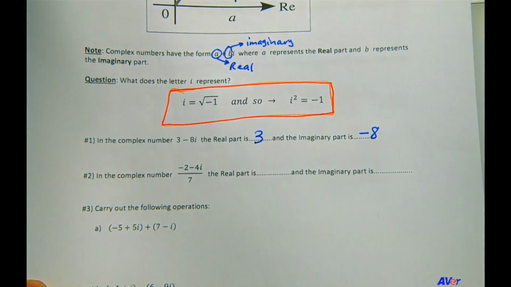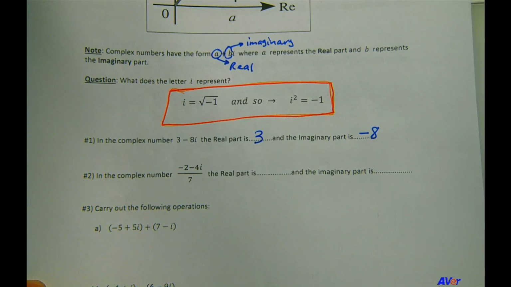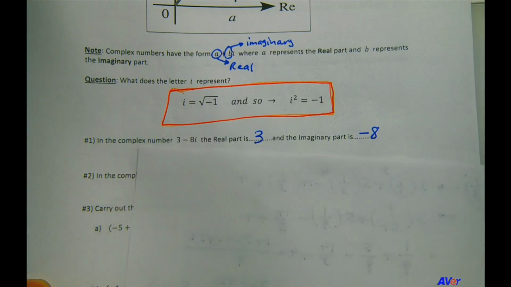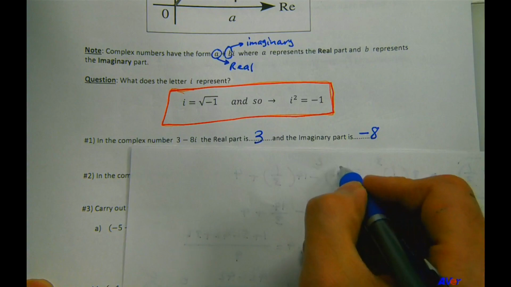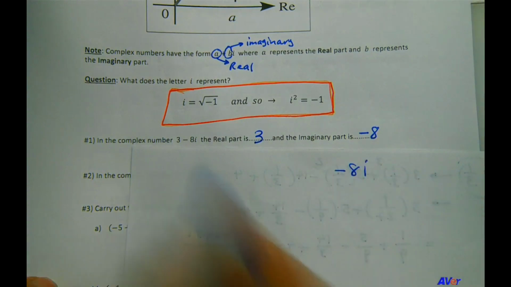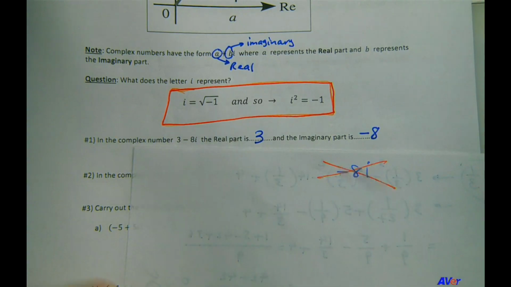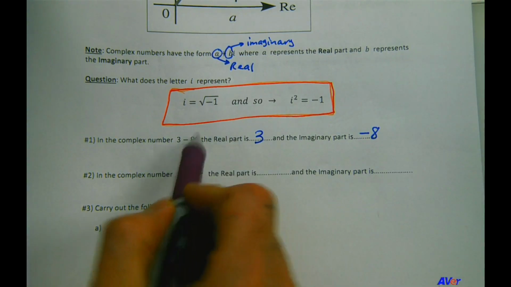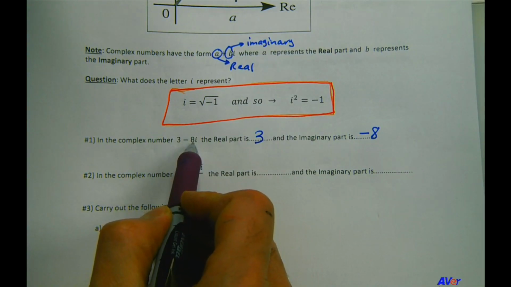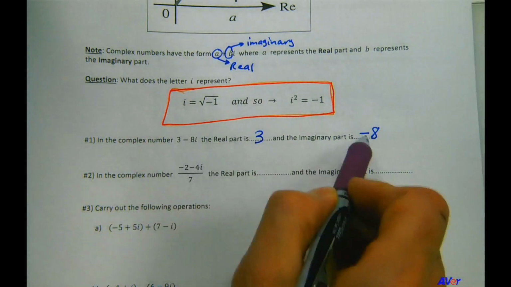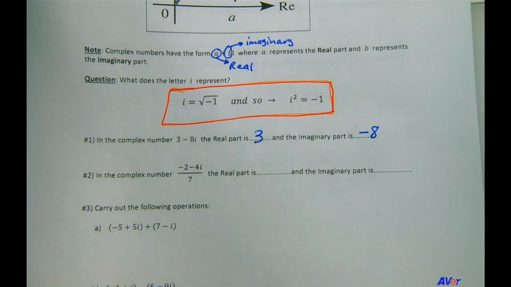A lot of people write down, let me use this piece of scratch paper, if you don't mind, a lot of people write the imaginary part as -8i. That is not correct. The -8, because it's associated with the letter i, is the imaginary piece. So the imaginary part is -8, not -8i. Okay? So this one.